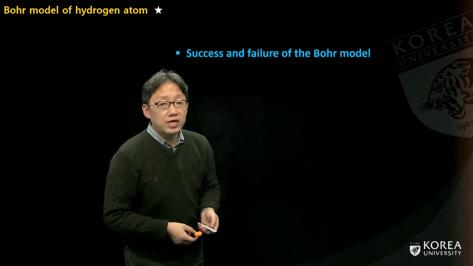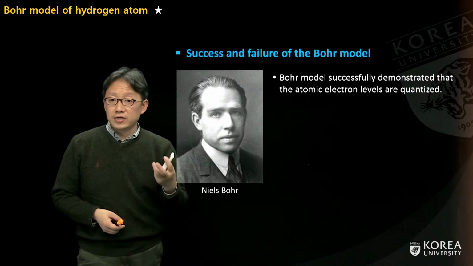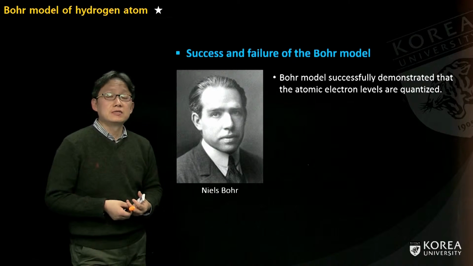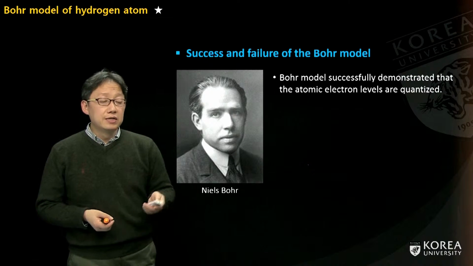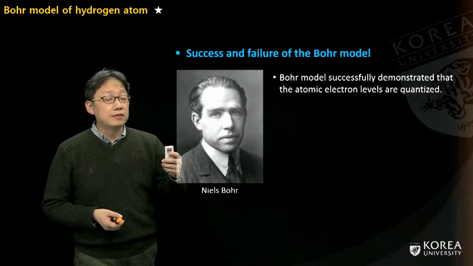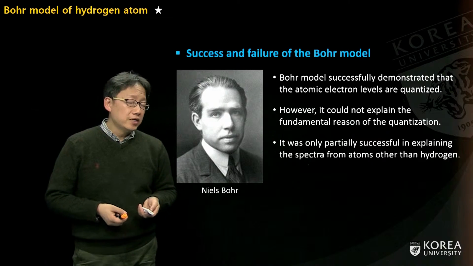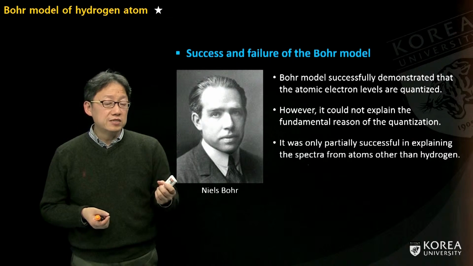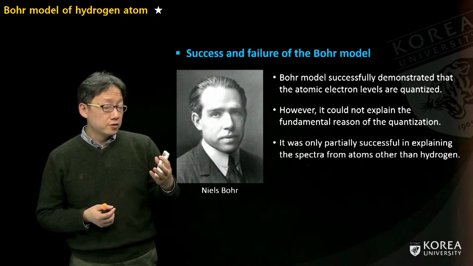Okay, just like what we have just seen, Niels Bohr, who is shown here, successfully explained what the hydrogen atom looks like, especially the relation between the energy levels inside this hydrogen atom. And we call his theoretical model the Bohr model. But even though this Bohr model is still considered very important, and it gave us an idea about how to solve the mystery of the atomic structure, it actually was not completely successful. It could not explain the fundamental reason why electron levels become quantized. That is simply what he assumed. So it was not enough.